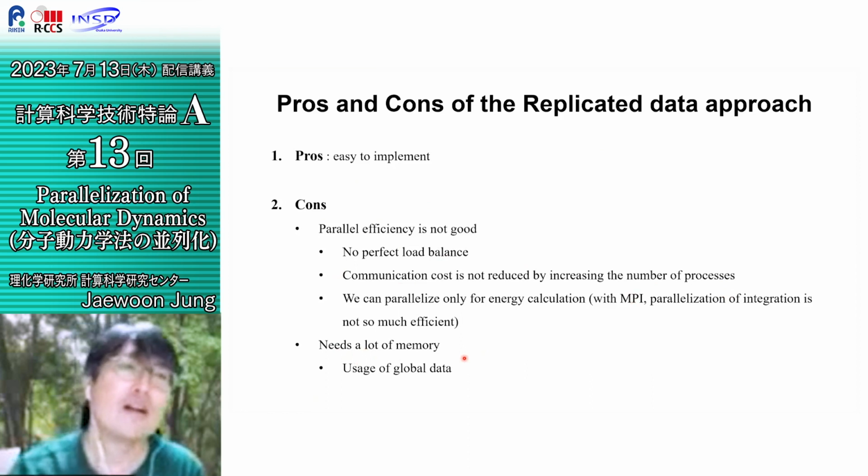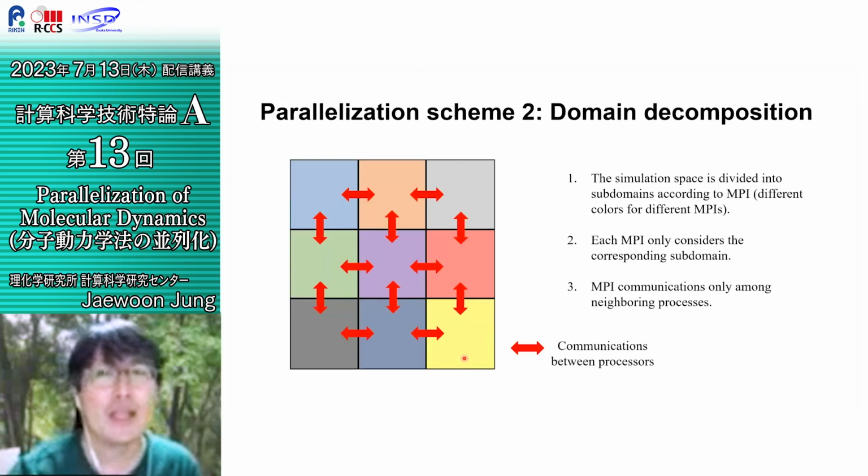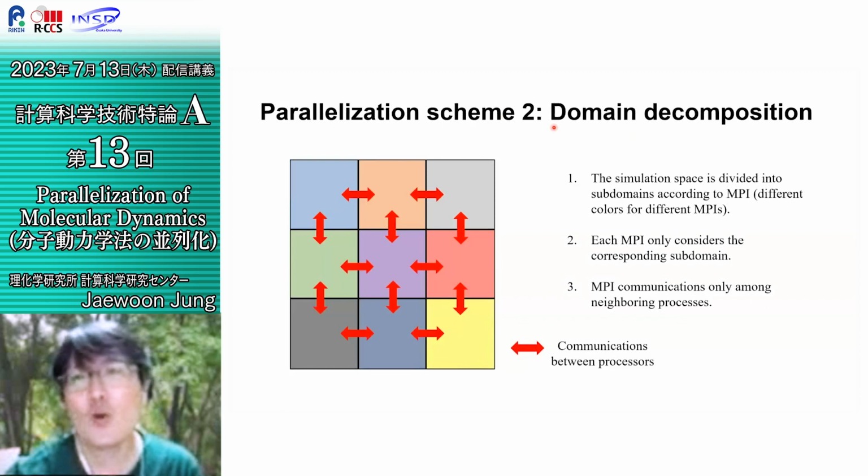So nowadays, some programs may make use of this parallelization scheme, but almost all MD software for efficient parallelization does not make use of this kind of parallelization scheme. And almost all programs make use of the parallelization scheme named domain decomposition. In Japanese, it is called 区間分割 (domain decomposition) scheme. So in this case, the whole simulation space is divided into subdomains like this one.